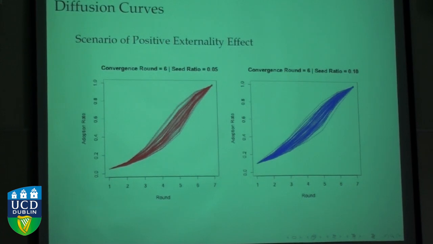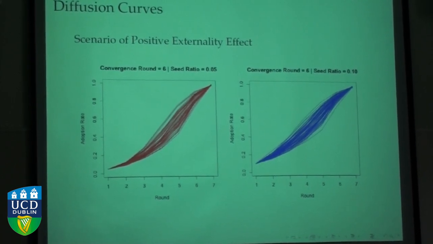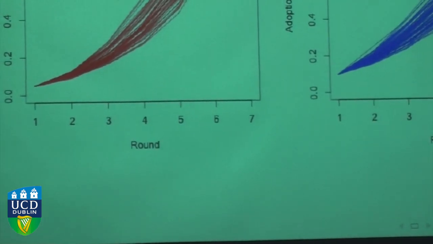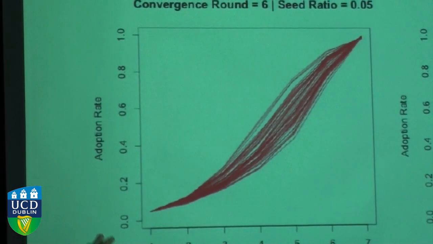In the scenario of positive externality, we get a very typical S-shaped diffusion curve, which is what the previous studies have got. This also indicates that our simulation successfully replicates it. What's on the horizontal axis? These are the rounds, and the vertical axis is the adoption rate.